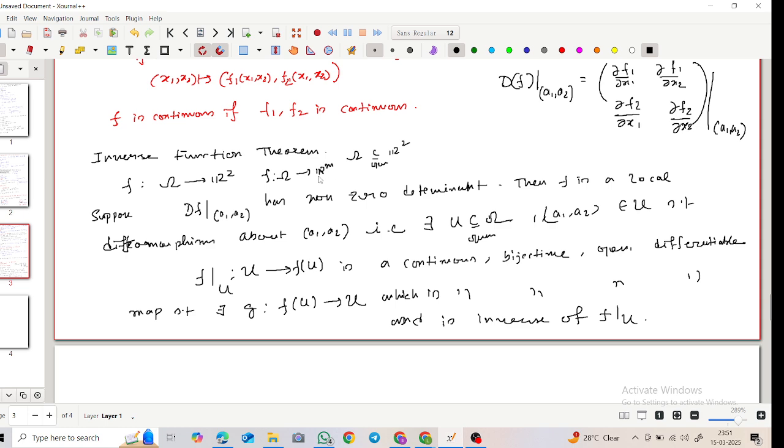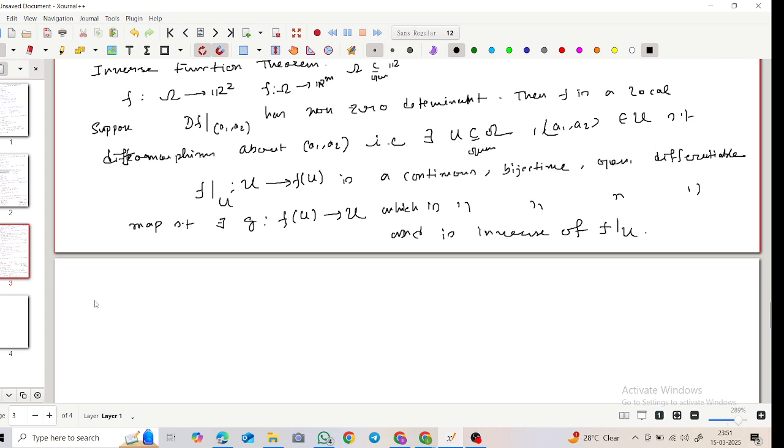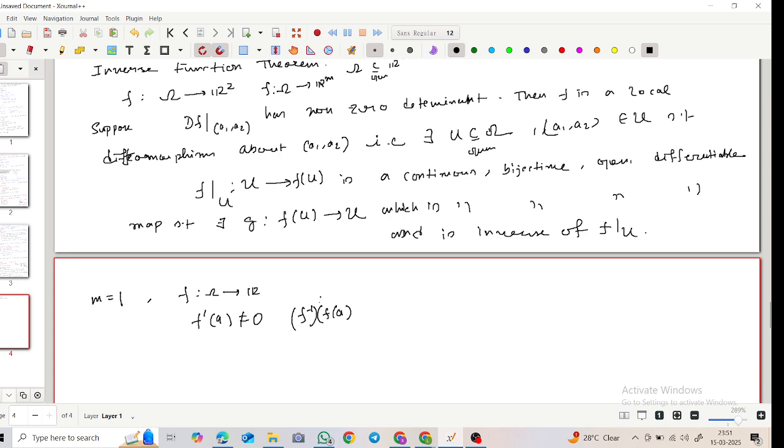Okay. So there is something we have just proven. If you take m equal to 1, f is from omega to R, and if f prime a is non-zero, you know that f inverse exists, and the derivative of f inverse at f(a) will be 1 by f prime a, isn't it? 1 by f prime a.